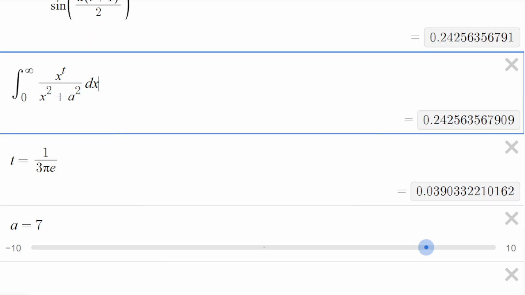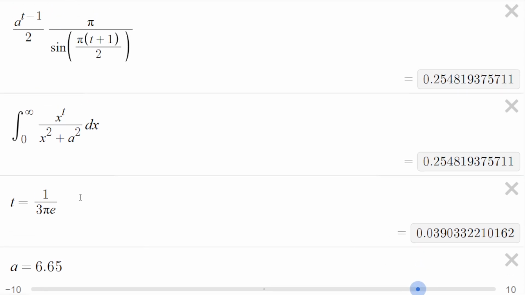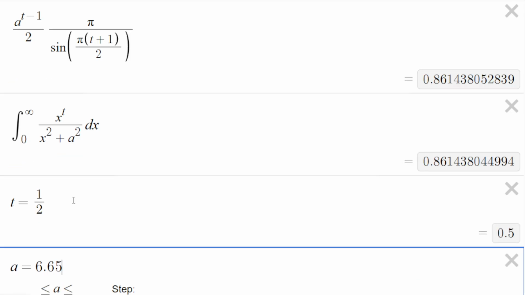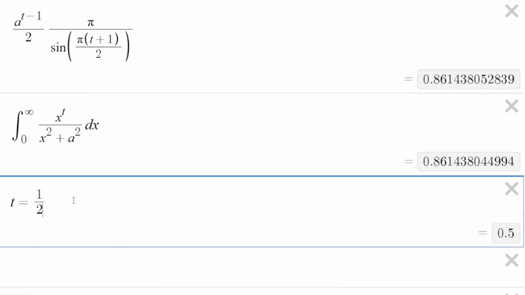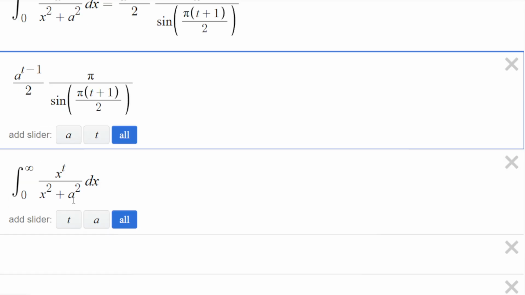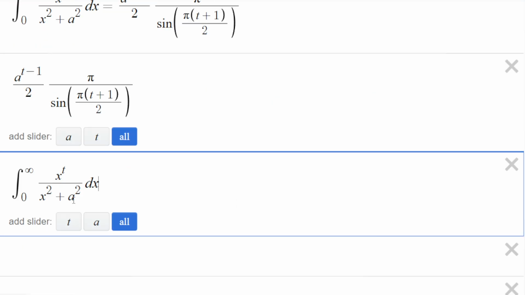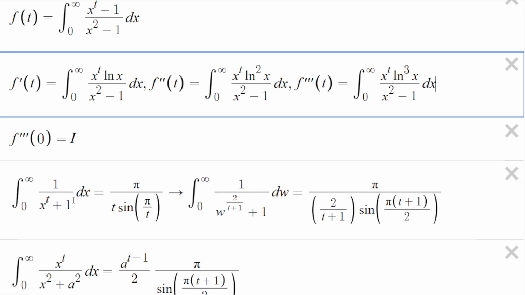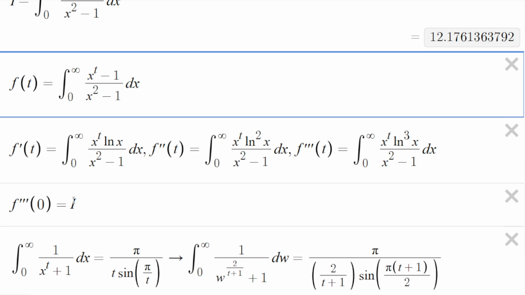All right, they match. Let's just vary our a a little bit, and let's vary our t a little bit. We'll say it's 1/2. Okay, so that's true. So this is true. All right. So now we're almost ready to find an expression for this.